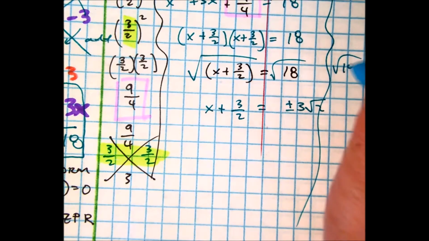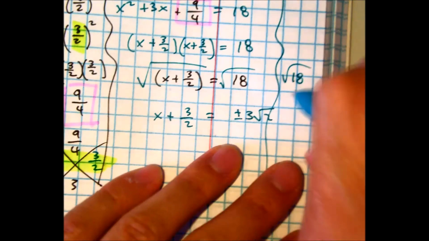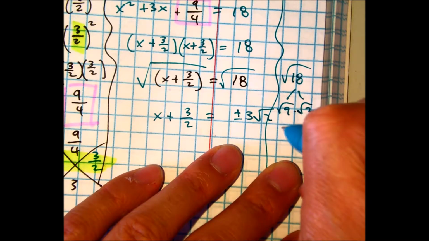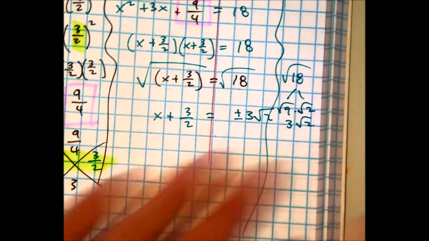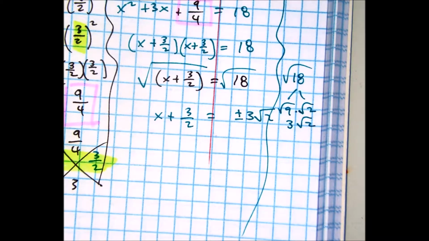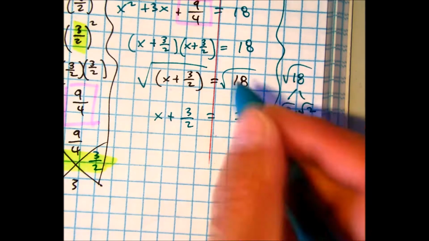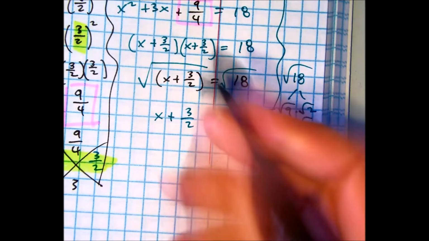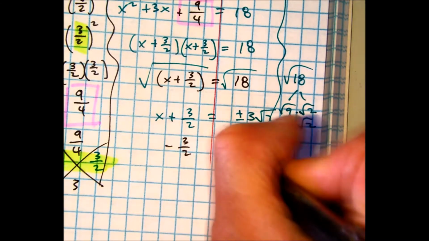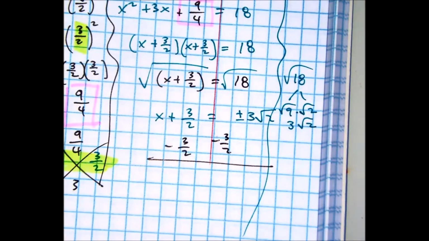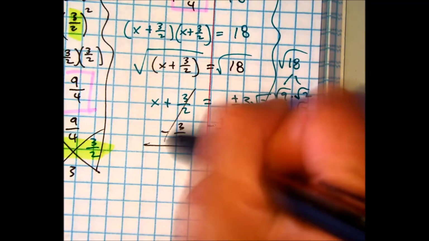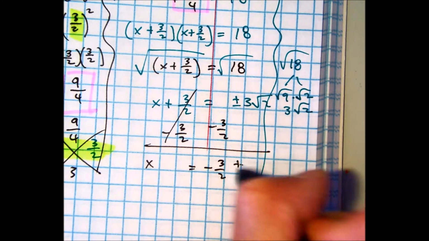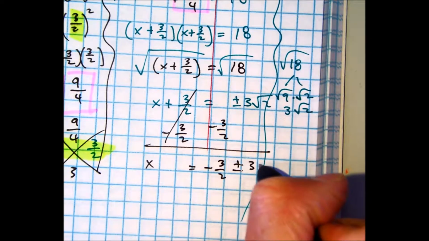Remember, square root of 18 is the square root of 9 times the square root of 2, and the square root of 9 is what, class? 3. Let's go ahead and now subtract 3 halves. I'm left with x equals negative 3 halves plus or minus 3 radical 2.